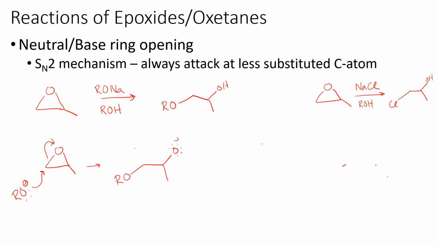Initially, when we break that ring open, we have an alkoxide anion, which is why we typically need some kind of protic solvent so that we can undergo some acid-base chemistry to get to a final neutral species. So again, hopefully you can see this is an SN2-like mechanism where the nucleophile is attacking at the same time that carbon-oxygen bond is breaking.